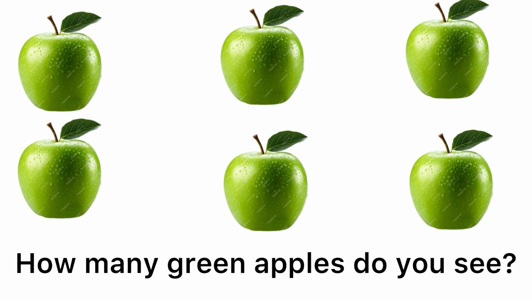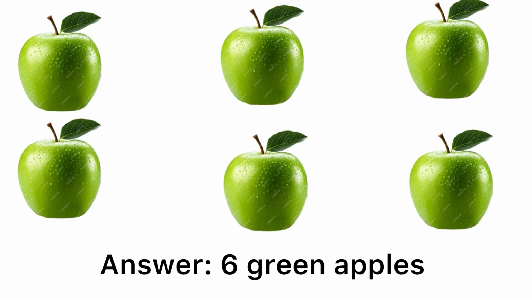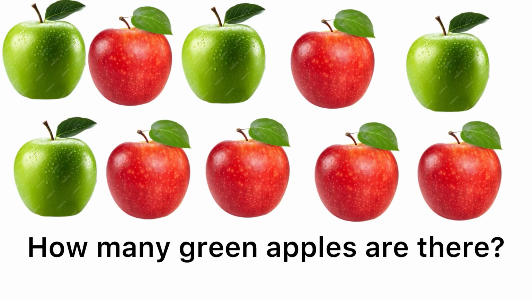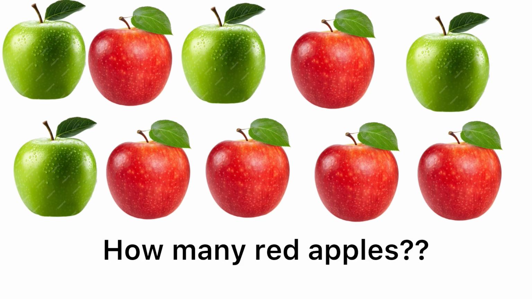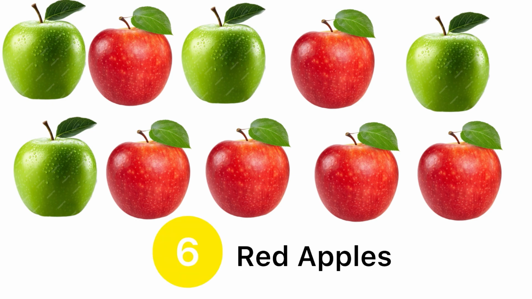How many green apples do you see? Let's count. Do you know the answer? 6 green apples. Wow! How many green apples are there? Do you know? There are 4 green apples. Yes. How many red apples? Let's count. 1, 2, 3, 4, 5, 6. We have 6 red apples.